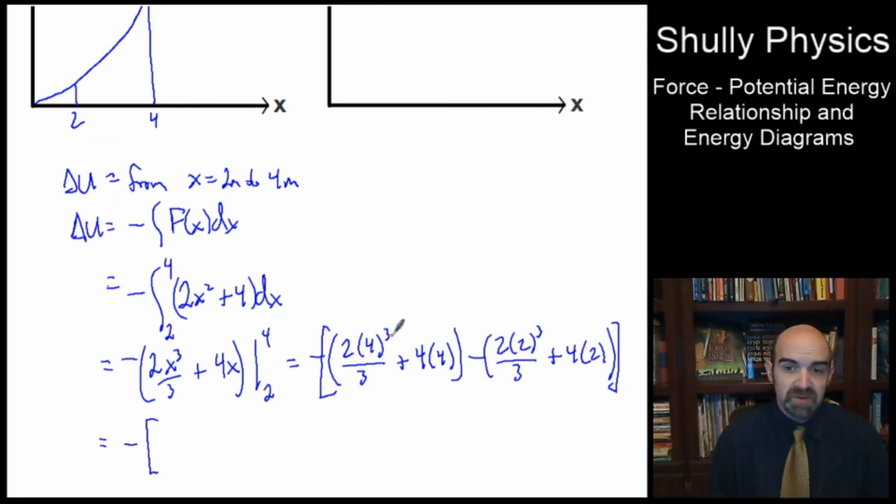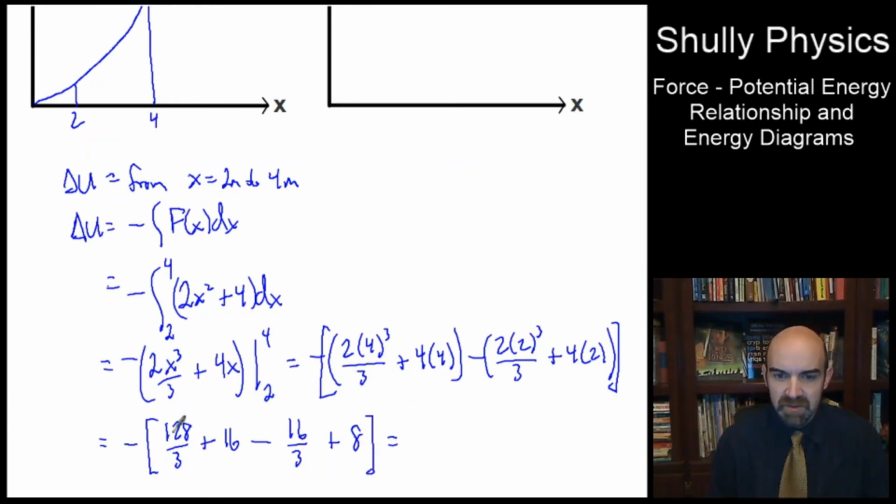4 times 4 is 16, times 4 is 64, times 2 is 128. And here we're going to have a minus. 2 times 2 times 2 is 8. It's 16. So negative 16 thirds plus 8.